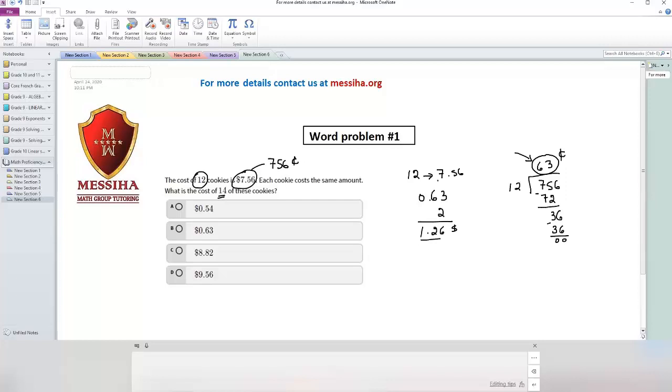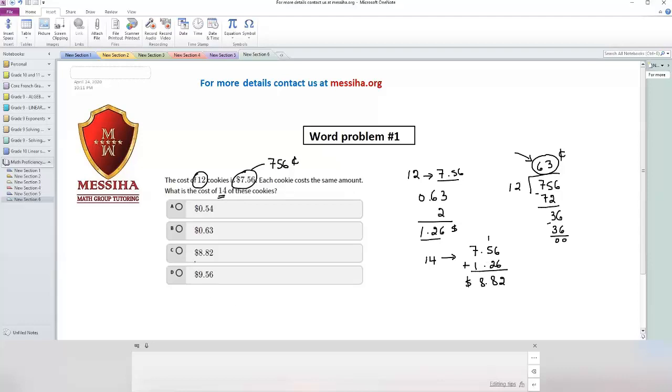And I have the price for 12, so why don't I add it? It's going to give me the price for 14 cookies. So $7.56, this is for 12 cookies. I'm going to add the price of the 2 cookies, $1.26. It will give me the price for 14 cookies. So 6 and 6, 12. I have 1. 5 and 2, 7, and 1, 8. 7 and 1, 8. That means $8.82. This is the price of 14 cookies.